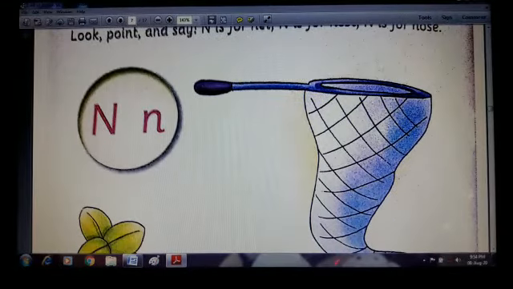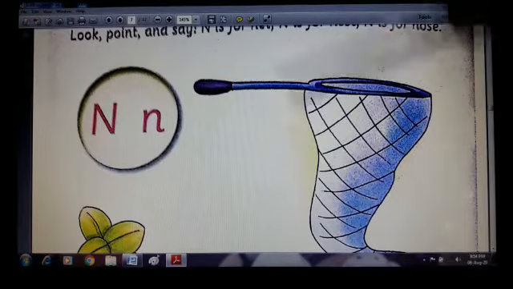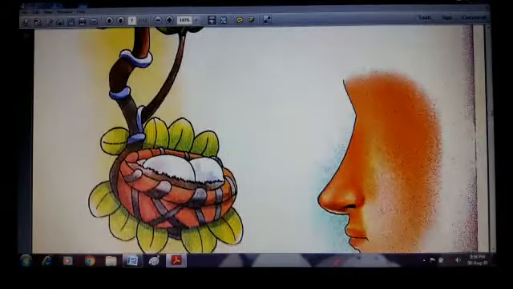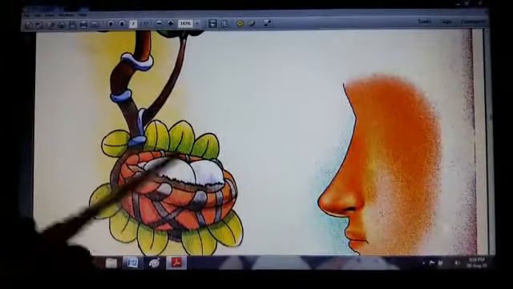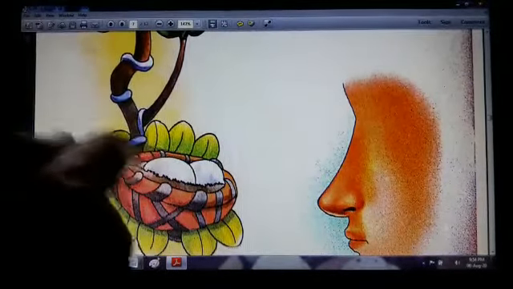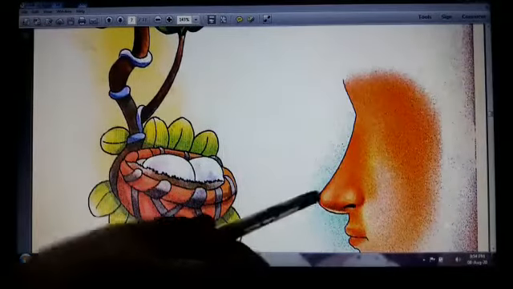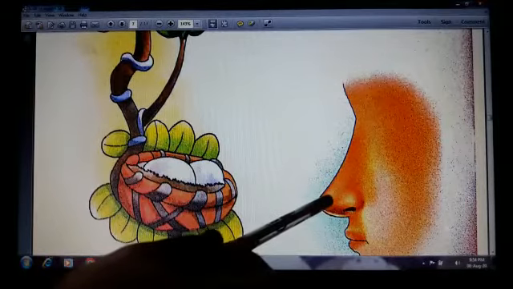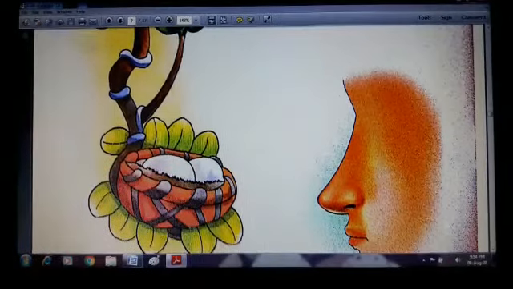N is for net. Here is a picture of net, net mane jal. N is for nest, nest means pakhir basha. N-E-S-T, nest mane ki pakhir basha, okay. Now N is for nose, nose mane ki naak, N-O-S-E, nose, nose mane naak.